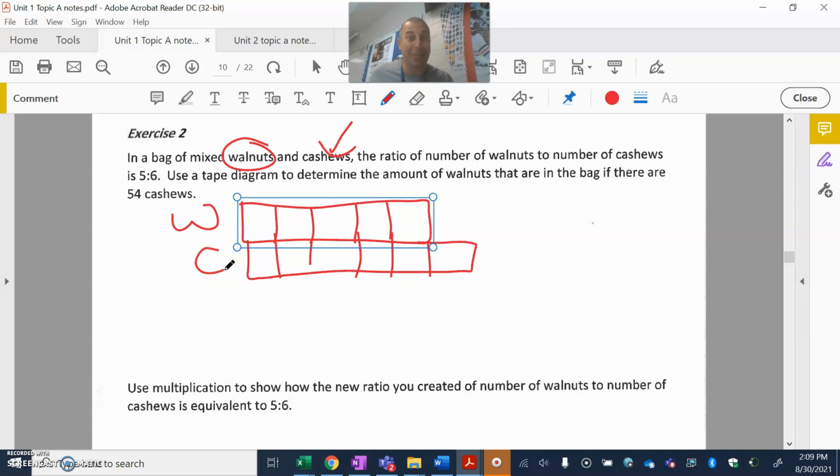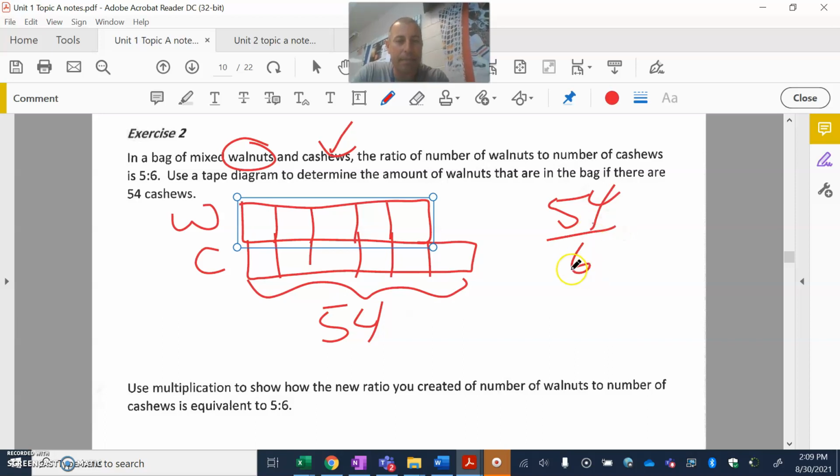All right, let's keep reading. Use a tape diagram to determine the amount of walnuts there are in a bag if there are 54 cashews. Well, let's find the cashews. The cashews are on the bottom, so the 54 is going to go with the cashews. Remember, the goal of a tape diagram is to figure out how much each box is worth, because each box is also known as the constant from the previous page. Look at us tying things together here. So, 54 divided up between the 6 boxes. If I do 54 divided by 6, I get 9. So each box is worth a 9.